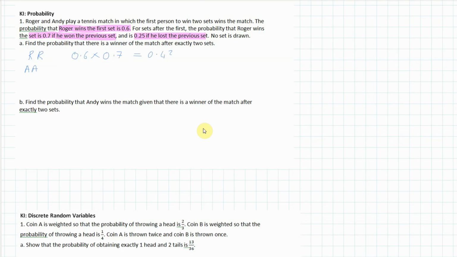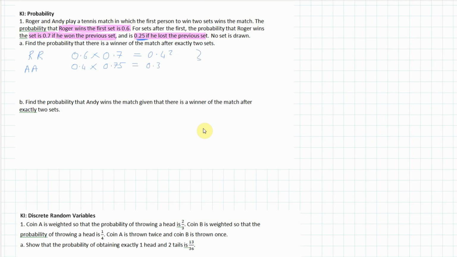And then for the other chap, what's his face? Andy. Andy has a chance of 0.4 of winning the first set, and then the chance of him winning the second one would be 0.75, because the chance of Roger winning it would be 0.25 if he loses the first set, so it must be 0.75 for Andy. What do we get there? 0.4 times 0.75. That's giving me 3/10, or 0.3.